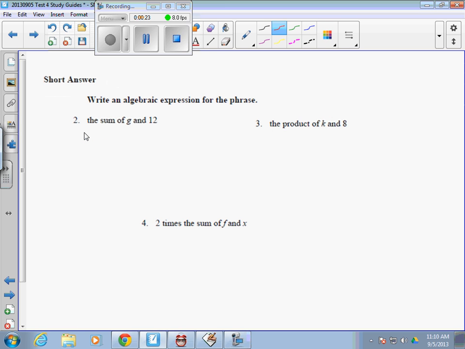We're writing an algebraic expression for these phrases. The sum of G and 12. Sum means addition. G plus 12. The product of K and 8. K times 8, or better written 8K.